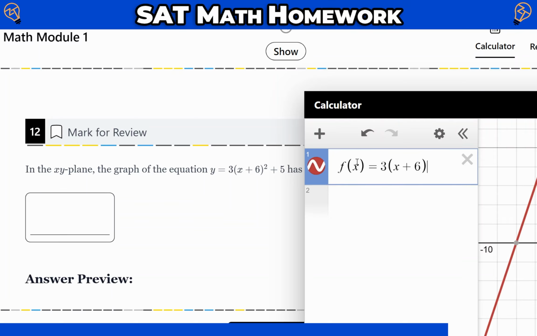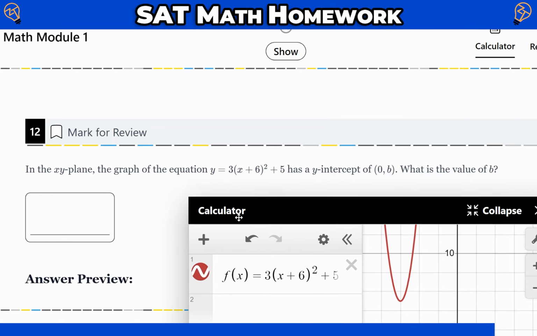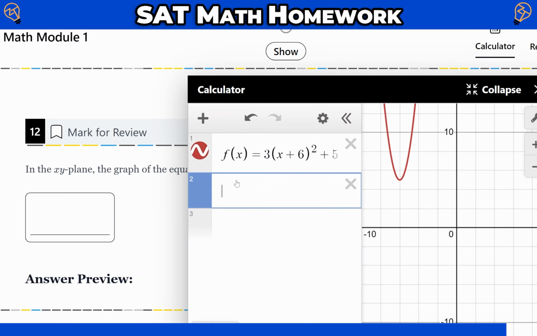And then remember, you could do shift 6 to do the exponent. And you don't even have to press right to go down. If I just put plus, it's going to go down. And then we'll put the 5 here. And since I want to plug in 0, I'm going to just say, what's f of 0? And again, we get our answer is 113.